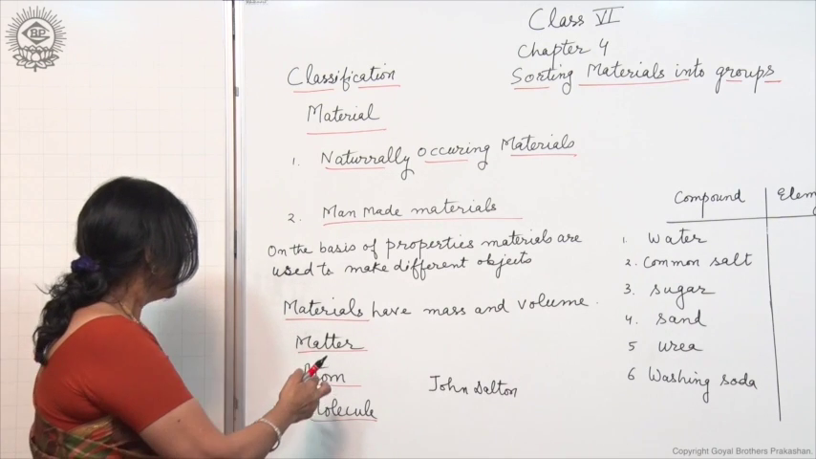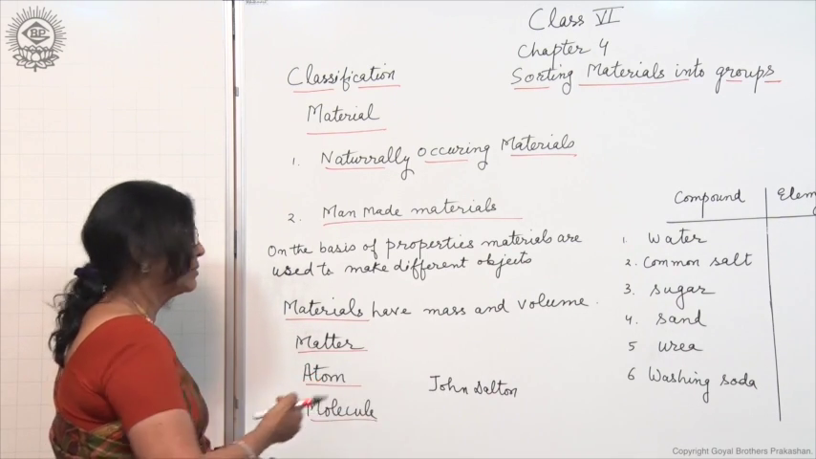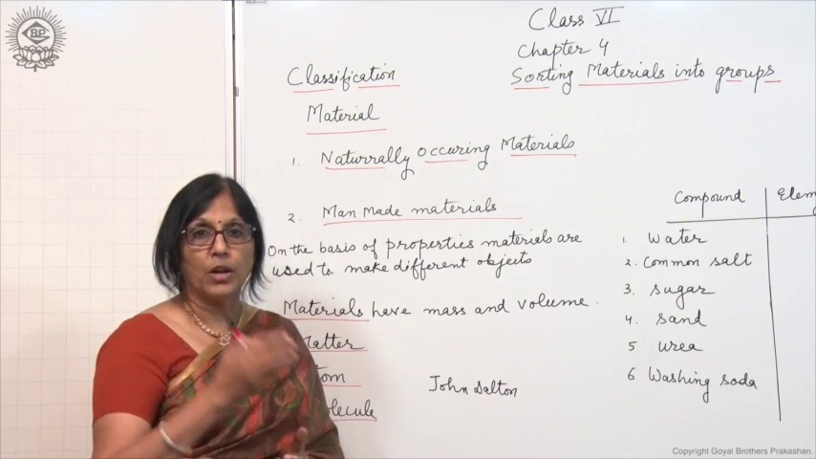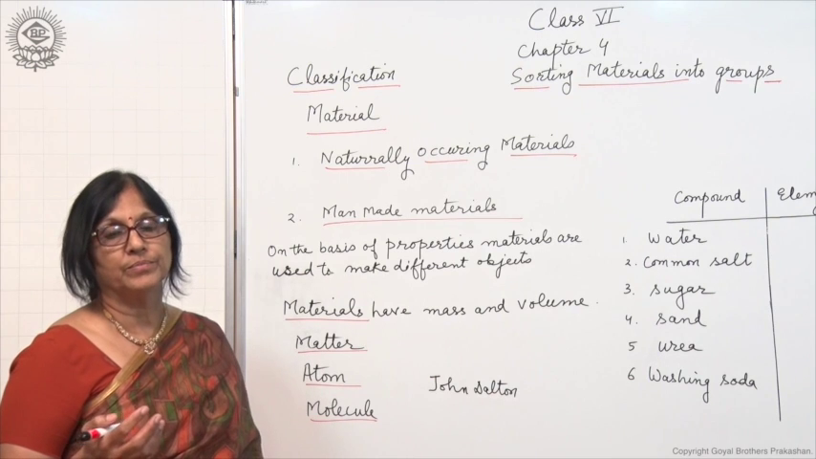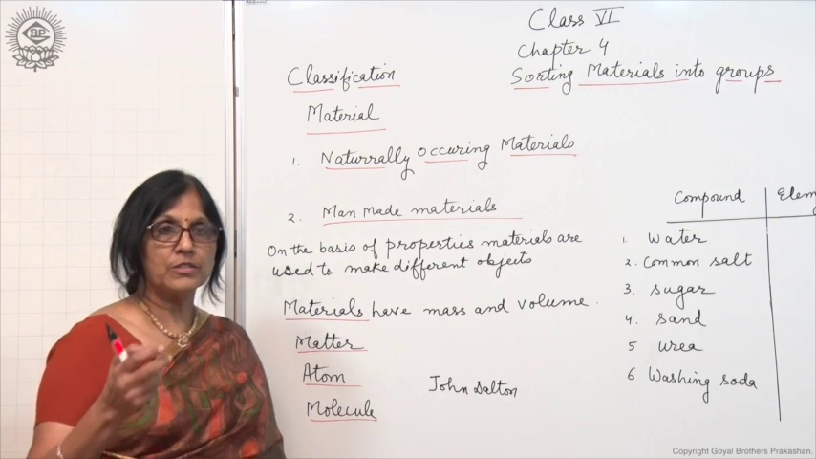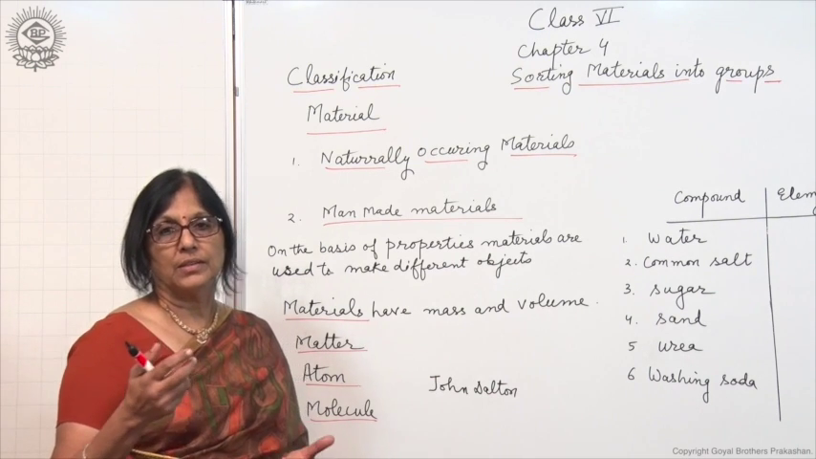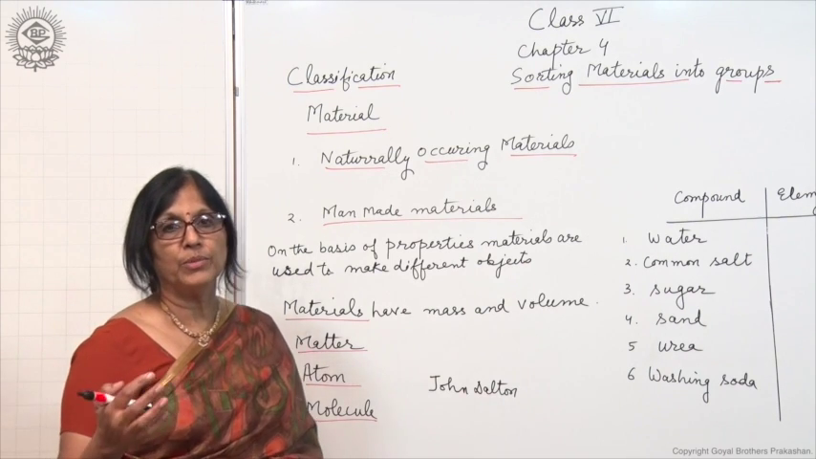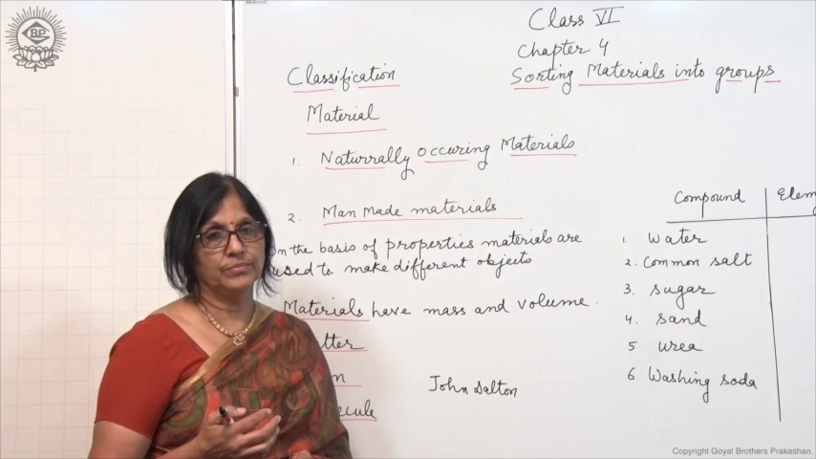Now, gold, you all must know about gold. The smallest particle of gold is a gold atom. The smallest particle of carbon is a carbon atom. The smallest particle of aluminium is an aluminium atom, right.